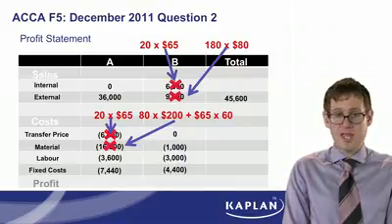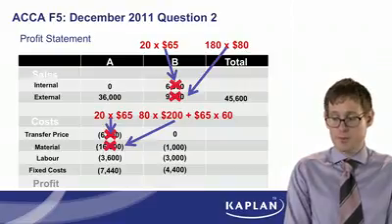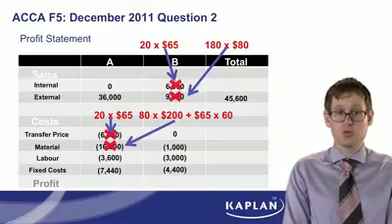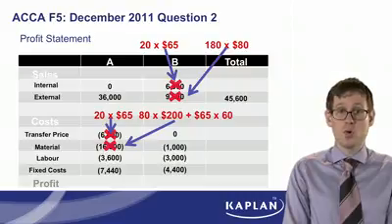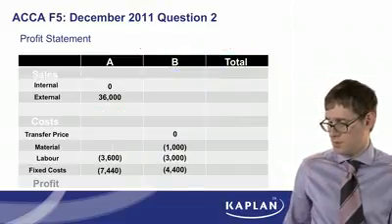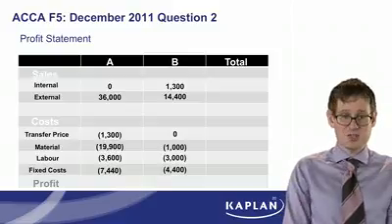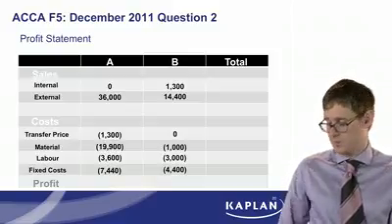Also, each product that we buy either externally or from Division B requires $200 of material. So for all 80,000 units, there will be a material cost of $200. Now we've got these figures, we can start to enter the totals into our table.